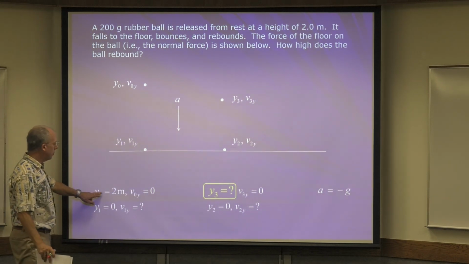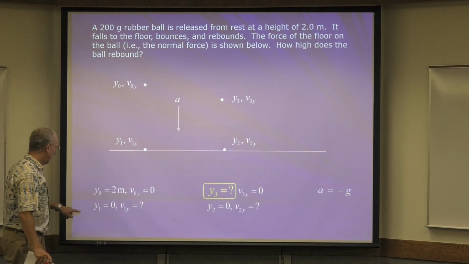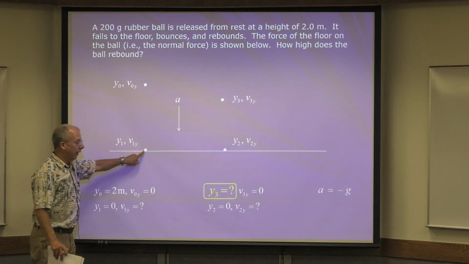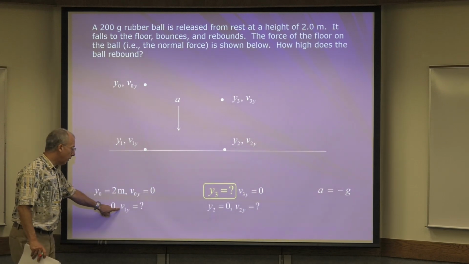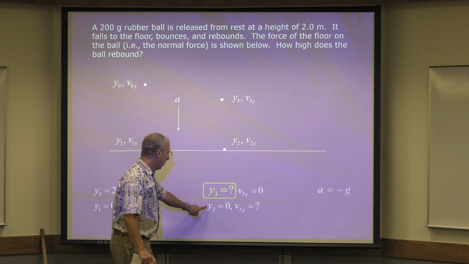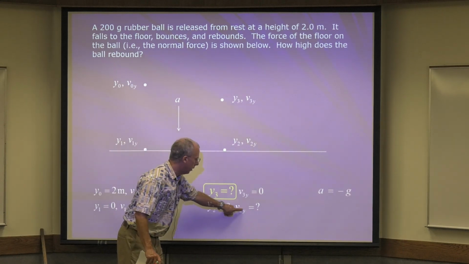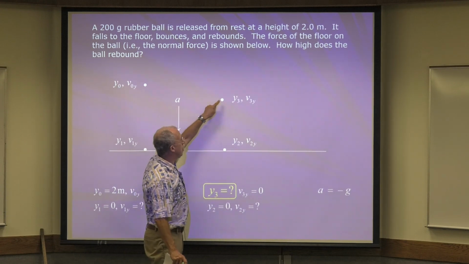So y0 is 2 meters. We're dropping it from rest, so v0 is 0. Okay, y1 is 0, no kidding, right? That's when it hits the floor. We don't know the velocity right before the collision. Let's go here. y2 is still 0, it's on the floor. That's right after the collision. We don't know the velocity after collision. And then it goes here and it stops.